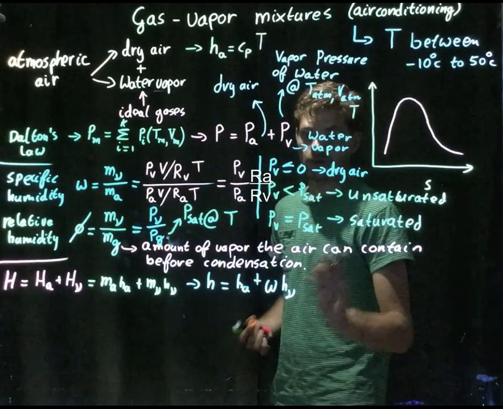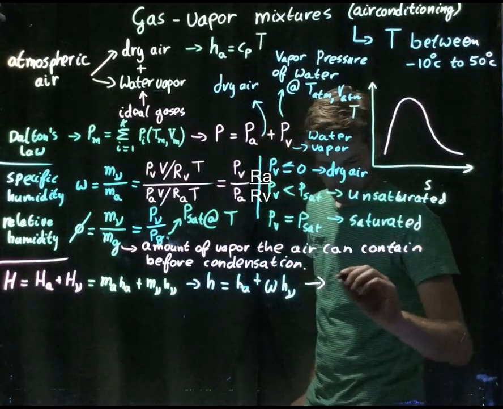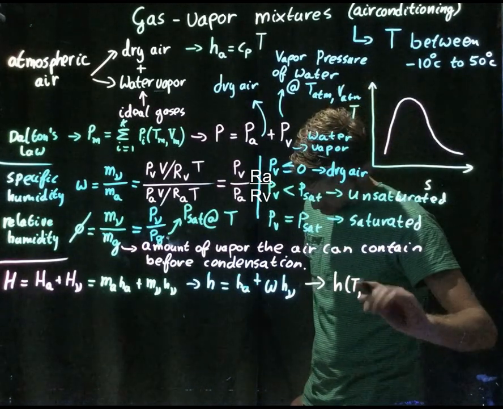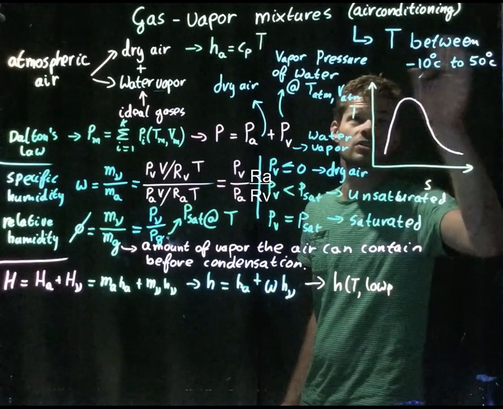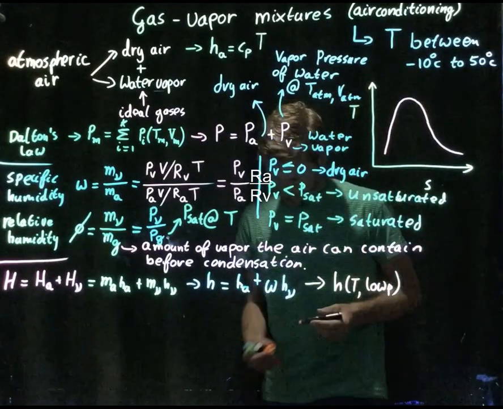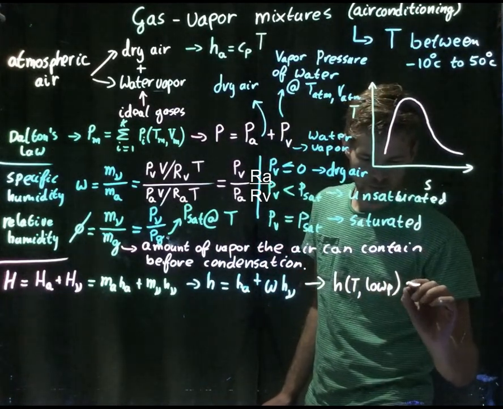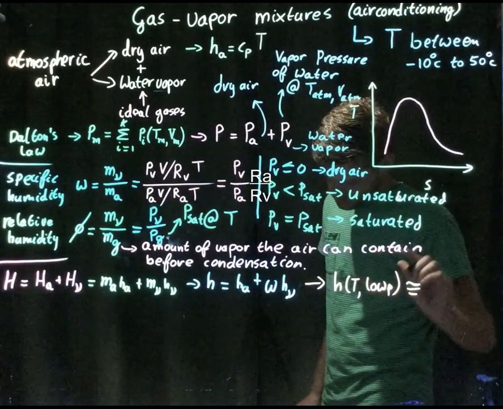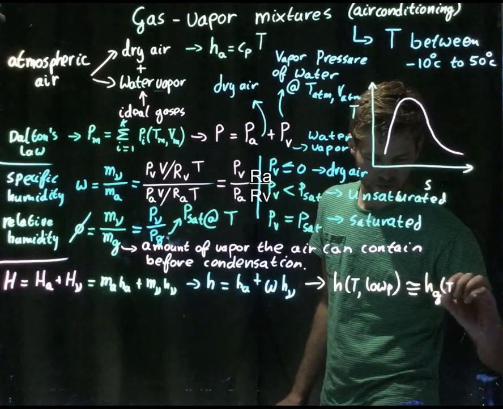So this enthalpy of my vapor can easily be described because it's the enthalpy at some temperature T, and it is at a low pressure because we're considering air conditioning applications, and it's usually at low, atmospheric pressure. Now, it's not very high, and then we can assume that this is really close to the enthalpy of my gas at a certain temperature.